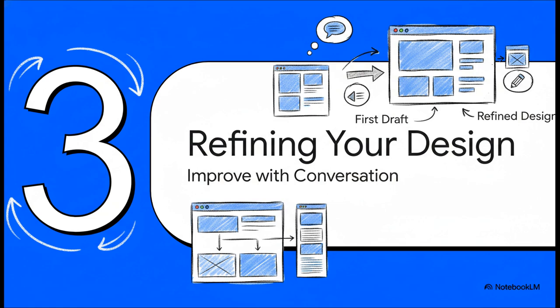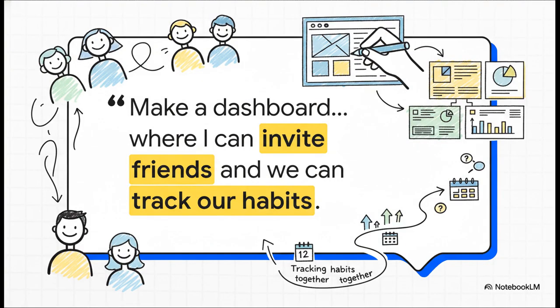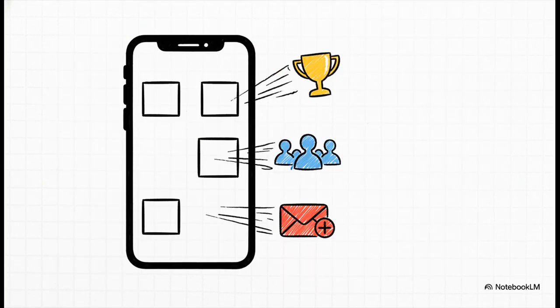Okay, but of course, a first draft is rarely the final product, right? So this is where it gets really cool. You can keep refining your design just by continuing the conversation. So with our habit tracker, let's say we want to add a social element. What do you do? You just ask. A simple follow-up prompt, just like this one, asks for a Friends feature, a dashboard where you can track habits together. And boom, just like that, the result is pretty much immediate. The AI totally understands the context and adds a whole new section with a leaderboard and group goals, and it weaves it right into the design that's already there.